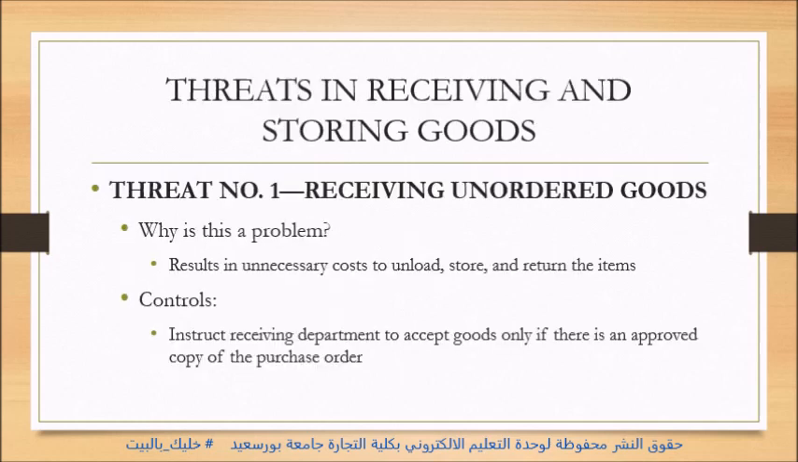So, what are the threats or potential problems related to receiving and storing goods? The first threat is accepting delivery of unordered goods, which results in costs associated with unloading, storing, and later returning those items. The best control procedure to mitigate this threat is to instruct the receiving department to accept only deliveries for which there is an approved purchase order.